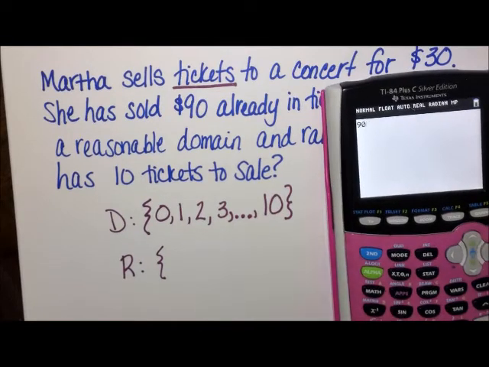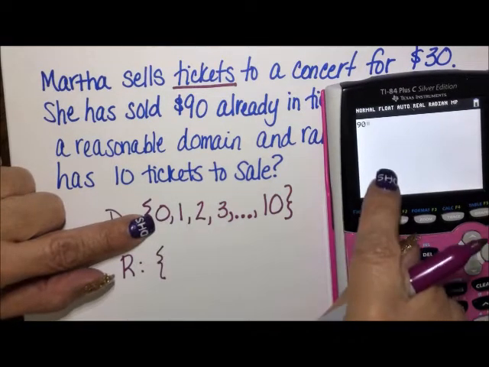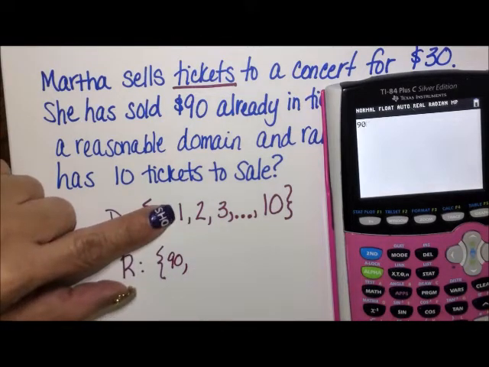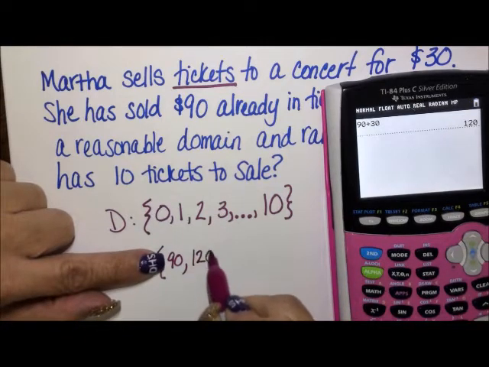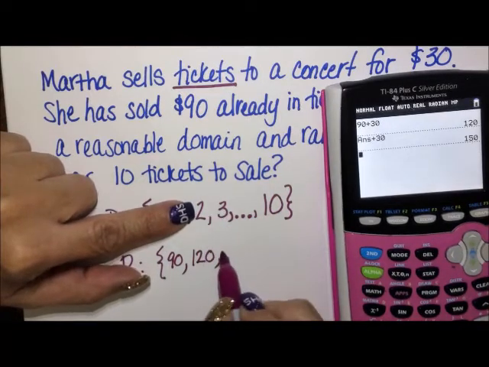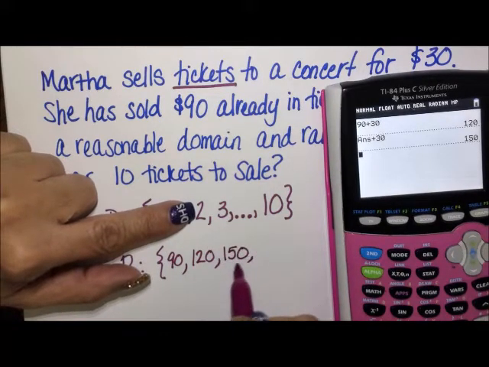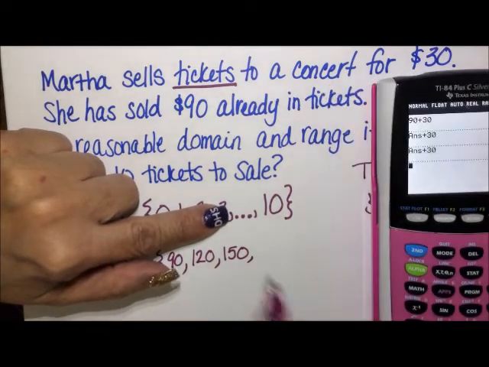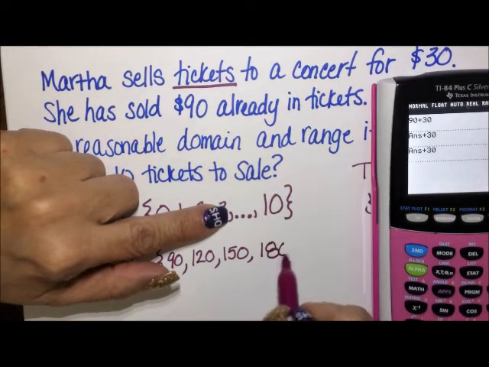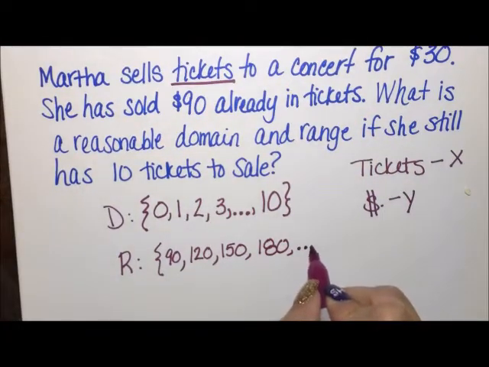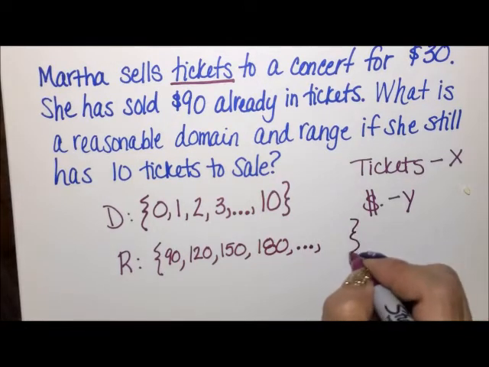So if she sells no tickets, she's still at 90. But what happens if she sells 1 ticket? We're going to add 30 to that, right? So she would have $120. What if she sold another ticket? She'd be at $150. What if she sold another ticket? She'd be at $180. So the question is, what is the most that she can make?